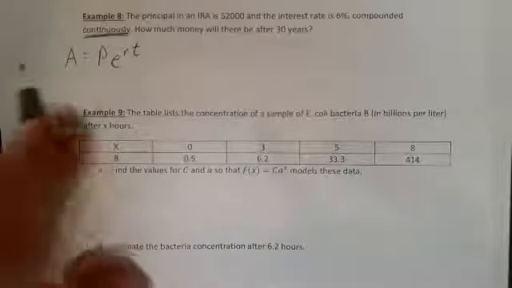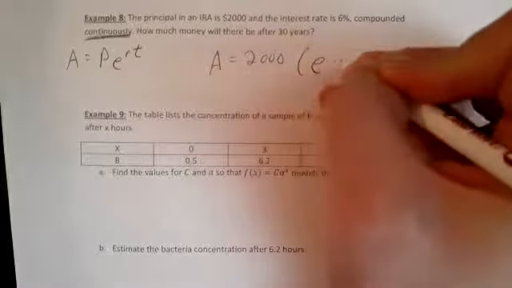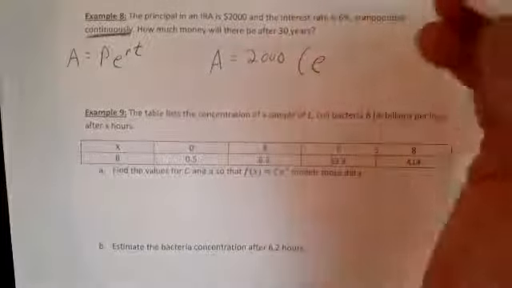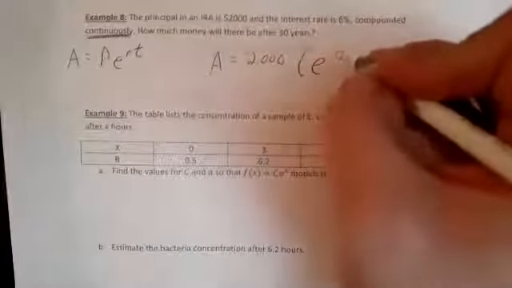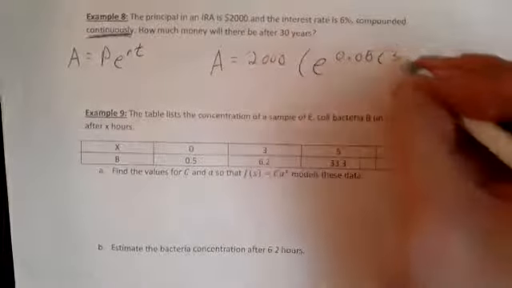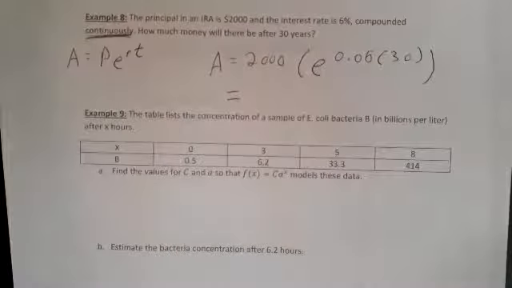Principal of IRA is 2,000. So the first thing we're filling in is principal. The principal is 2,000. My E is just an E. I'm doing it to the RT. So R is my rate, which is 0.06. And I want to multiply that by time, which is 30. So this is still, I believe, the same numbers coming from the previous problem.